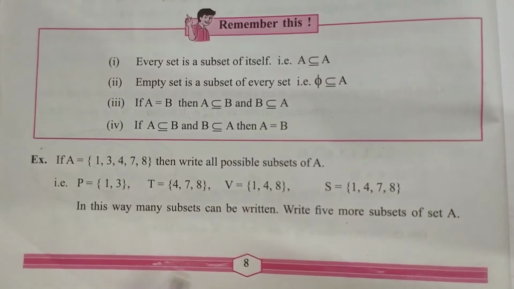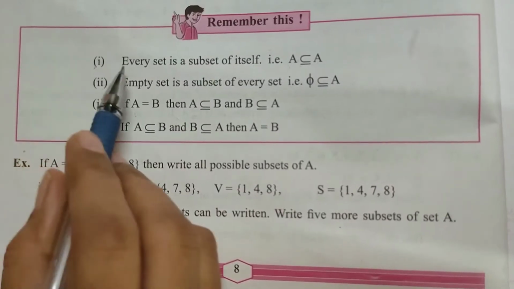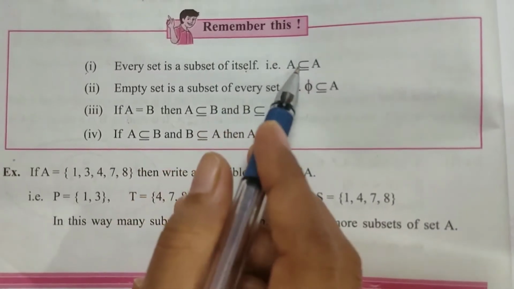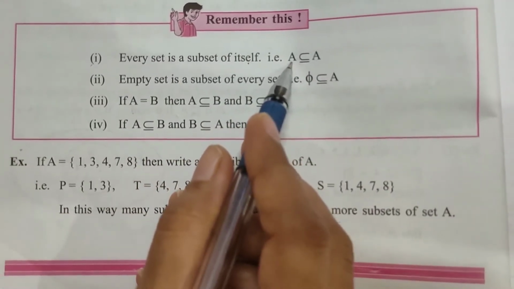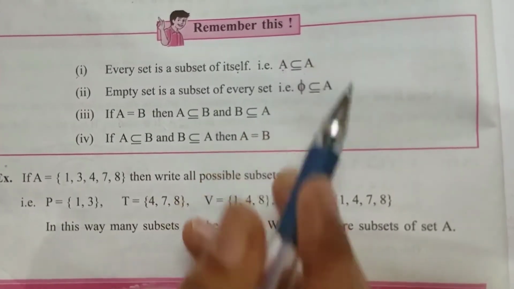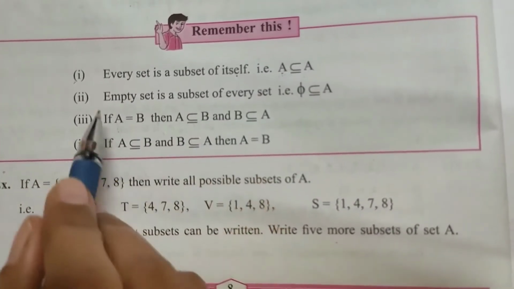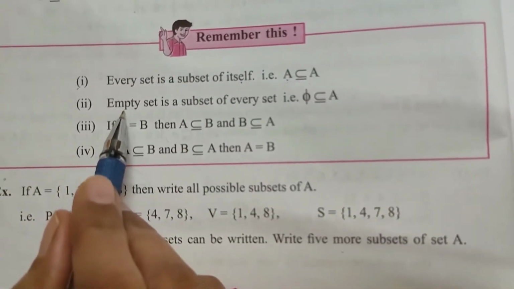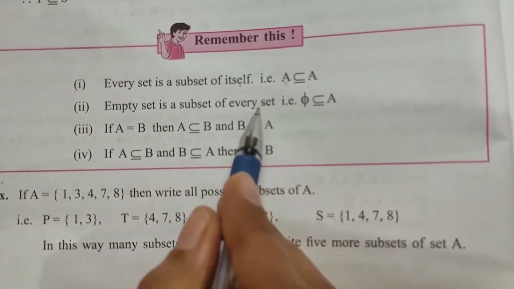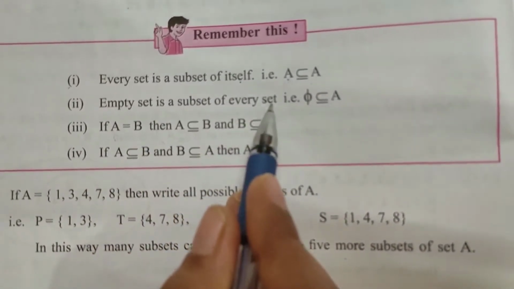On page number 8, see this box. Some important points are noted here. First one, every set is a subset of itself. Means what? If we have any set like A, the elements of set A belong to A or are a part of A. So we can say A is a subset of itself. Empty set is a subset of every set. Because the empty set does not contain any element, the empty set can become a part of any set. It can become a subset of any set. That's why it is written empty set is a subset of every set.